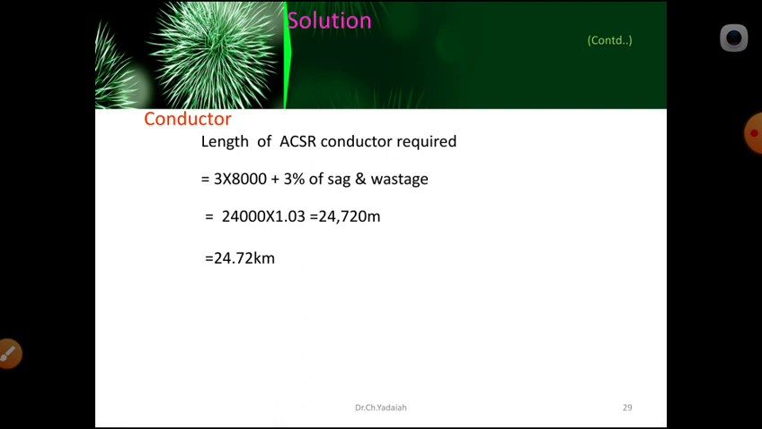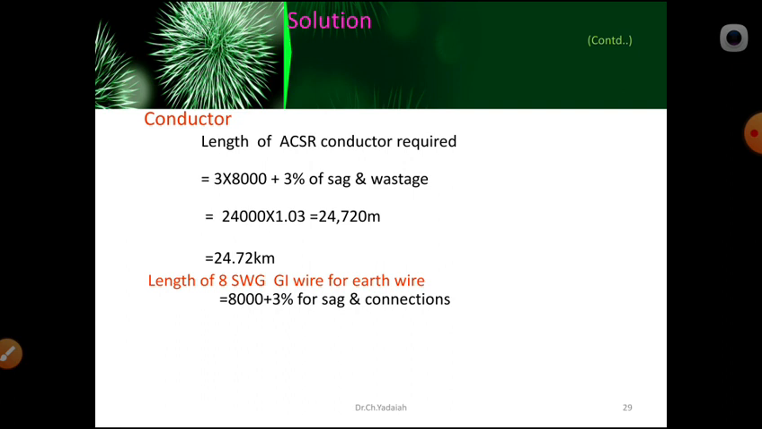Now after that, we are going to calculate the ground wire, the earth wire. The earth wire is generally 8 SWG GI wire, so 8 kilometers plus 3% for sag. This is an overhead line, so we are going to provide the earth. So we are going to get 8,240 meters of GI wire required. This also we got.